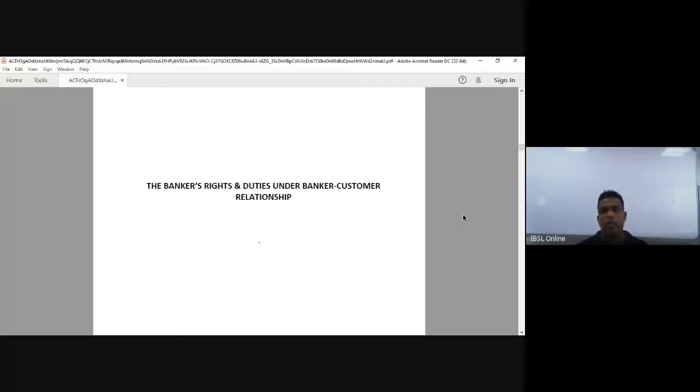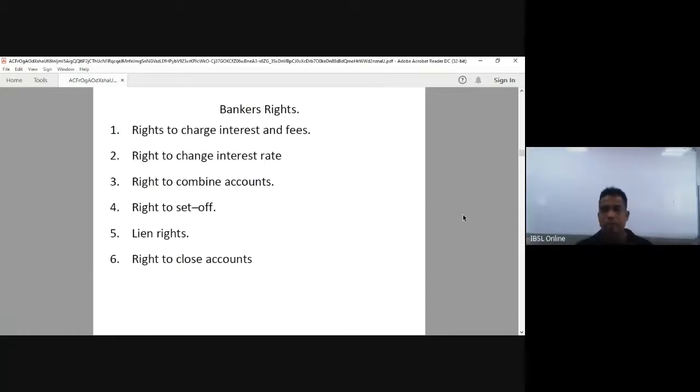What are the bank's rights and duties under the banker-customer relationship? First we see what rights the banker has against the customer. What are the rights that you can exercise against the customer? I have given here some important rights that we exercise as banker under the banker-customer relationship. Not all, but important rights. The first right is that the bank has a right to charge interest and fees.